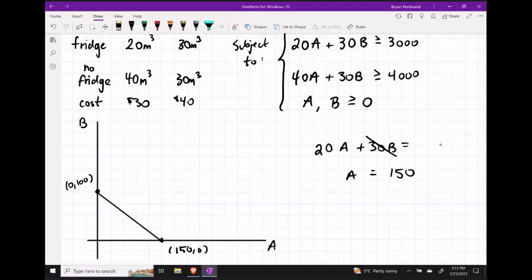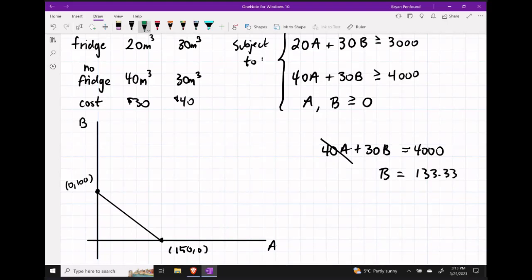And let's start repeating the procedure for our second constraint. For 40A plus 30B is equal to 4,000, let's go ahead and assume A is equal to 0, and then we will divide both sides by 30. This gives B is equal to 133.33, so a little bit higher than what we had for our black line. So I'm going to go ahead and plot this in green.